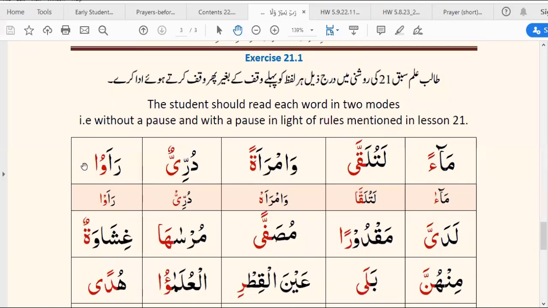Ra'a. The answer's just here if you need help. Ra'a. Ra'au. Very good, mashallah. Yes, you just put a sukoon onto it. Okay, jazakallah. You did very well.